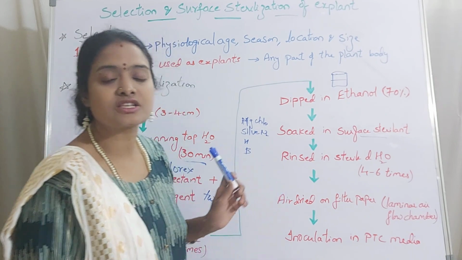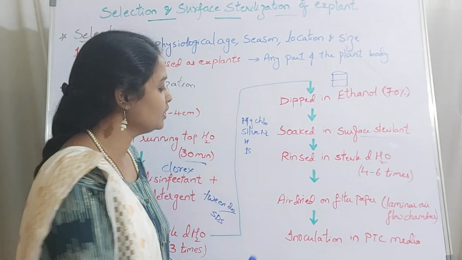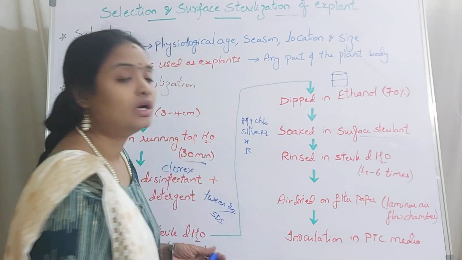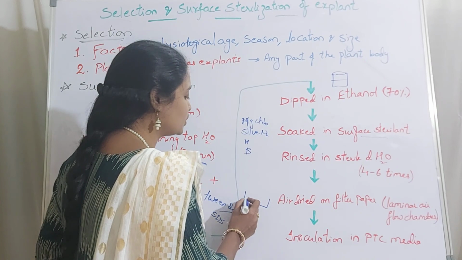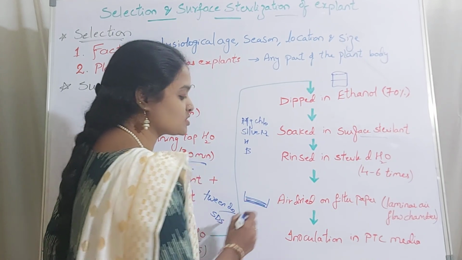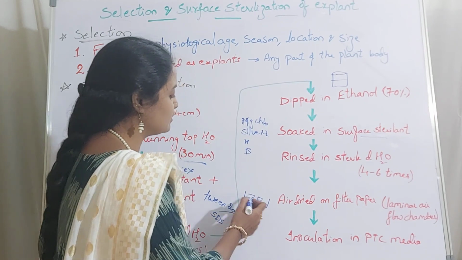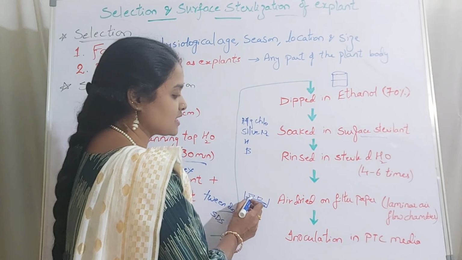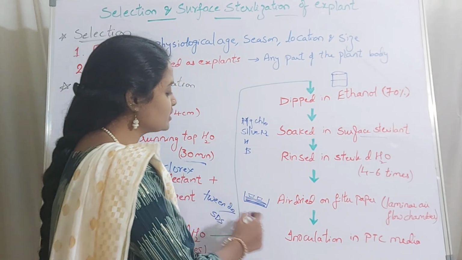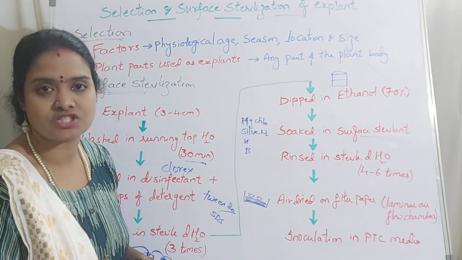Now your explant is completely sterilized, free from any contaminants. Okay, so now you are going to take a sterilized petri plate, and you are going to place a stack of filter papers over it. Okay, then place your explant. It can be a leaf or anything, whatever explant you have surface sterilized, that sterilized explant will be placed in it. So everything will be performed in a laminar airflow chamber, right?